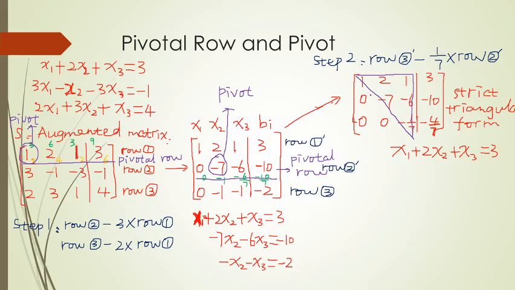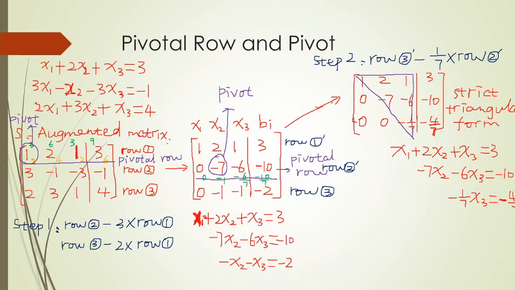Okay, let's continue step 2. So if we look at this new augmented matrix, the coefficient matrix is in strict triangular form, and we can rewrite it as a linear system. So that is the first one. Okay, second equation will be minus 7x2 minus 6x3 equals minus 10, and then the last equation becomes minus 1 over 7 x3 equals minus 4 over 7.